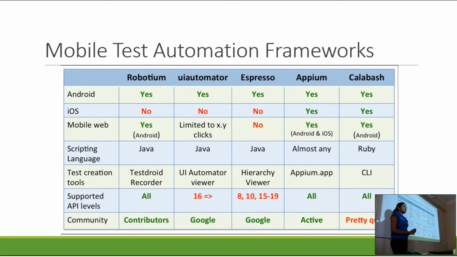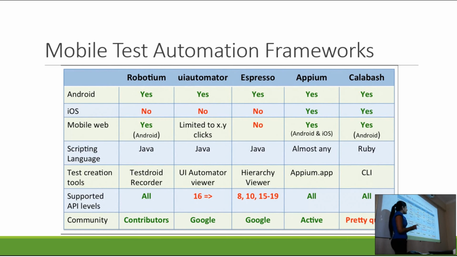UI Automator is actually integrated with the Android SDK, so that's what they have been using all along. Some developers really use this as a separate automating tool, but there are limitations which I'll talk about. I'm not going to talk to you about all of these, but there are benefits.